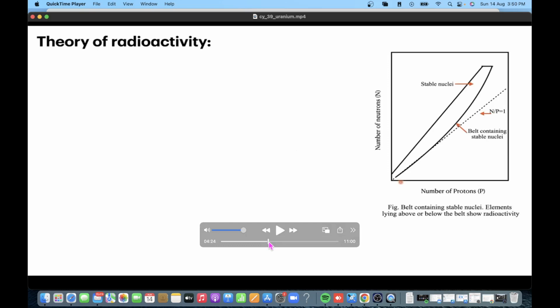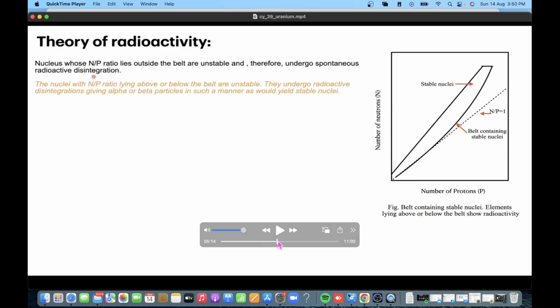So the theory of radioactivity is that a nucleus whose N/P ratio lies outside the belt is unstable. And what belt am I talking about? When I plot the number of neutrons versus the number of protons, there is one belt known as the belt of stable nuclei, and all the elements falling within this N/P ratio range are known as stable nuclei. This dotted line represents N/P equal to 1.